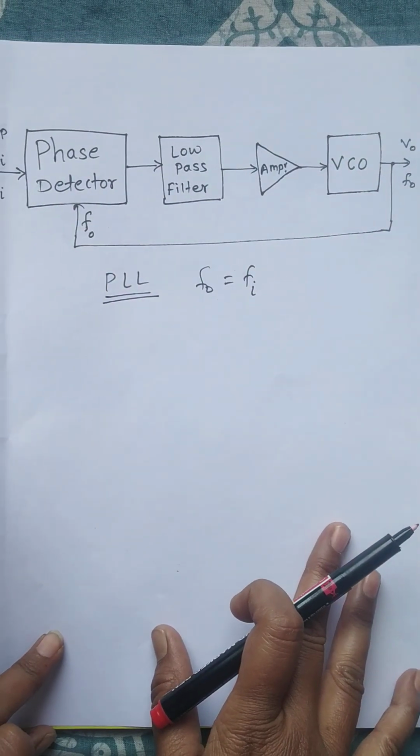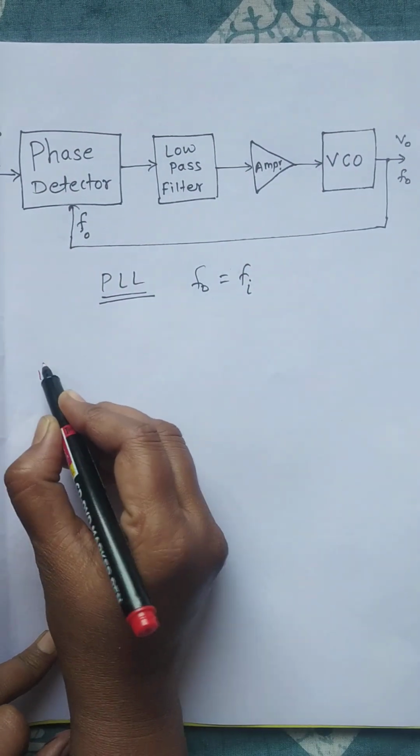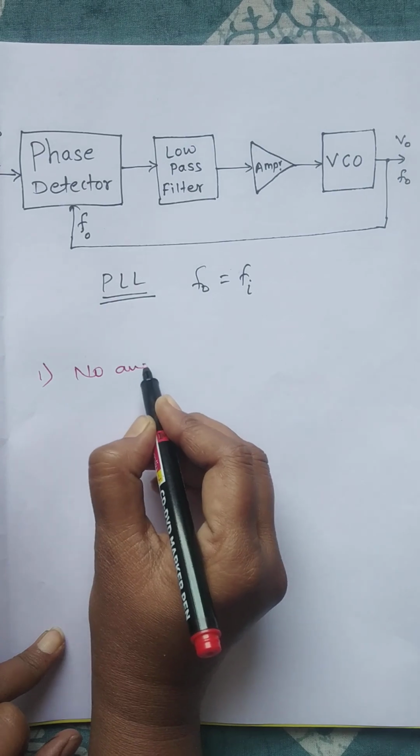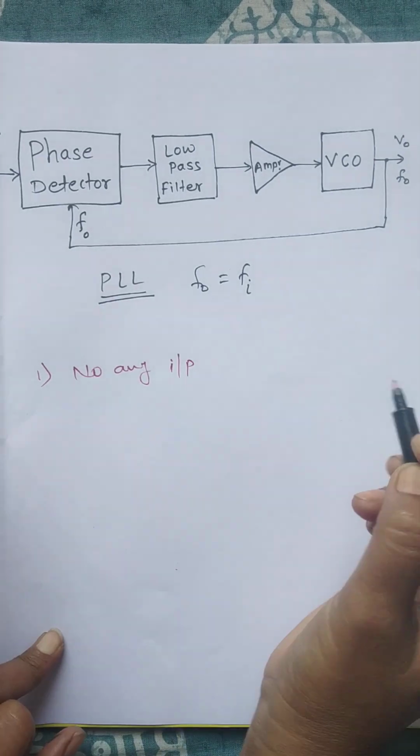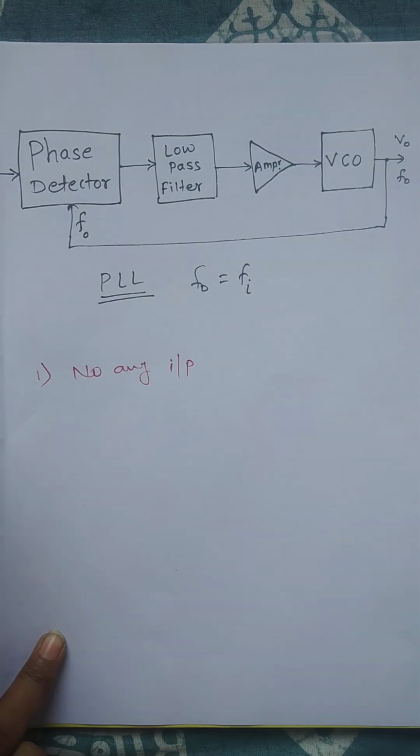Okay, so initially when no input signal is applied, means when no person is present, what will be the frequency of the output?